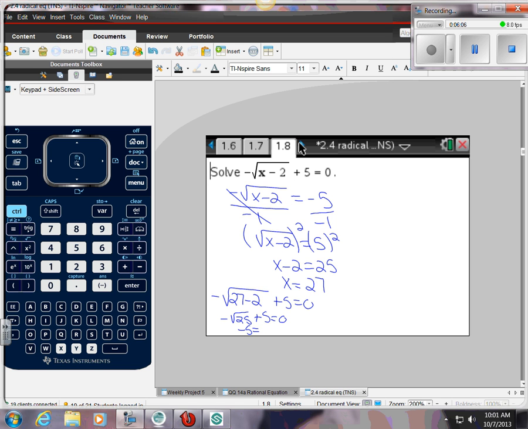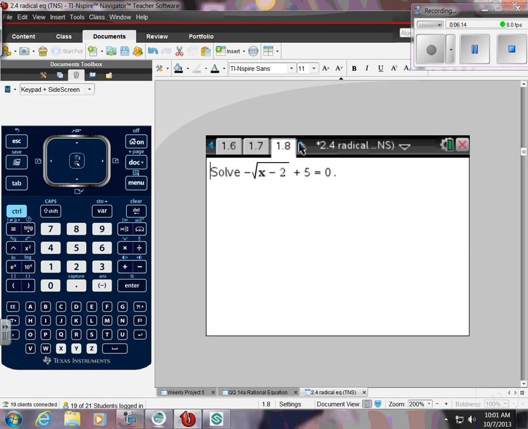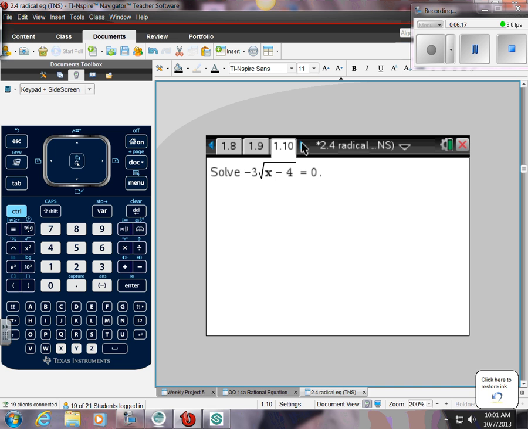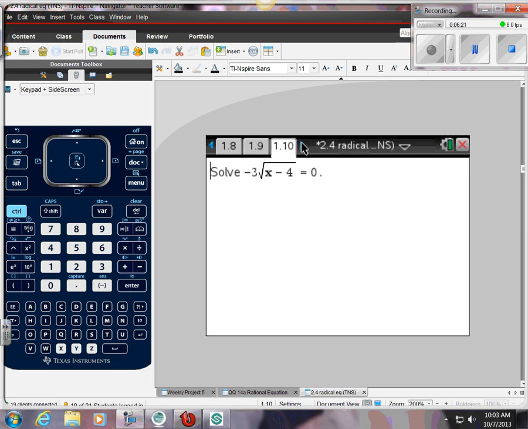Does it check? Problems, questions, concerns? Good. Let's move forward. Okay, try this one. First step. Good. Divide by -3. 0 divided by anything is? Any problems with that? Next step.